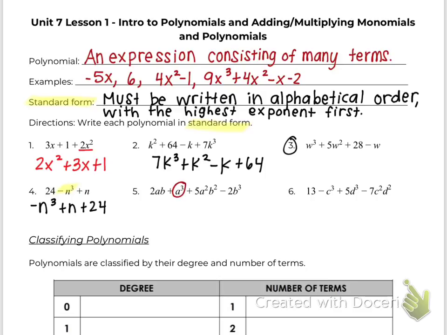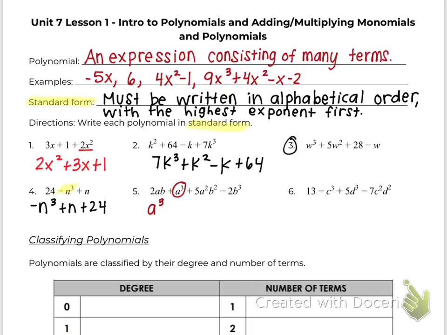Now look at number 5. Do you see how there's different variables here? There's a's and b's. So remember, our standard form needs to be written in alphabetical order with the highest exponent first. So if we're looking, do you see how alphabetical order would be a first? A is before b, and 3 is the highest exponent. This a has just a 1, this a has a 2, and this just has a b. So we're not even going to look at that one. This is the highest exponent of a. So we're going to write a to the third power.